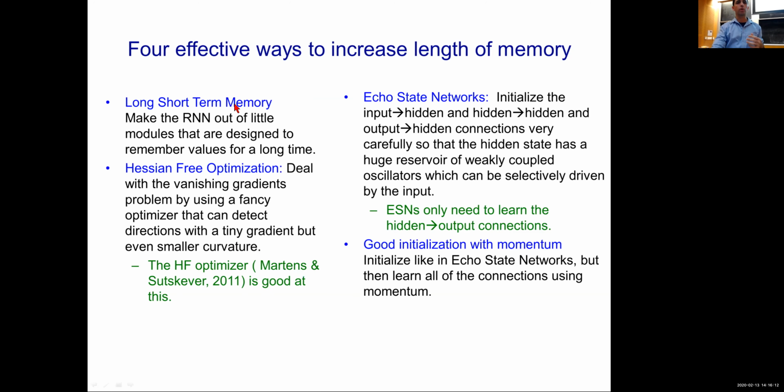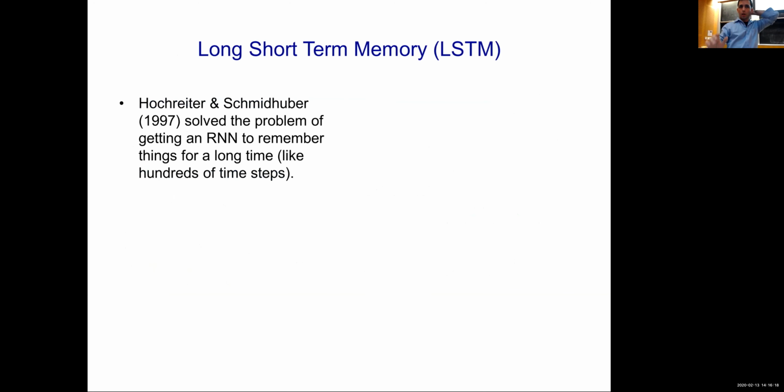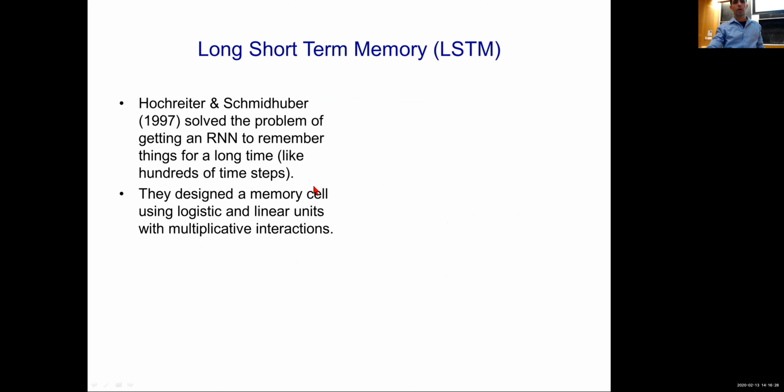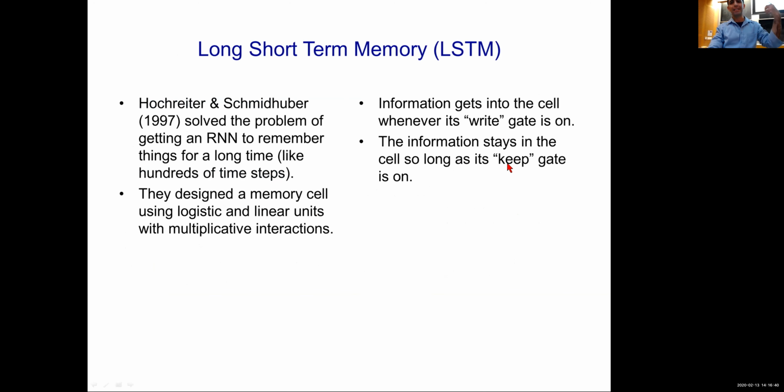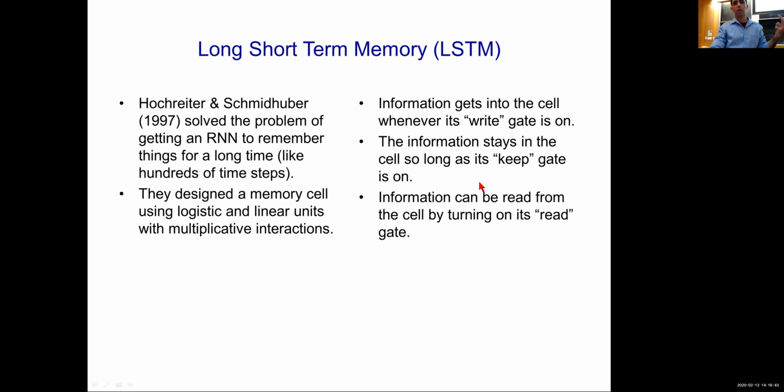The most widely used of all is really the long short-term memory. This is just awesomely cool. This was actually developed in '97 to solve the problem of getting this recurrent neural network to remember things for a long time, like hundreds of steps. They designed a memory cell using both logistic and linear units with multiplicative interactions. When the write gate is on, the information gets written into the cell, and it stays there as long as the keep gate is on, and it's read out by turning on the read gate. So the model itself can learn, oh, this is important, I'm going to remember it. And oh, I don't need this anymore.